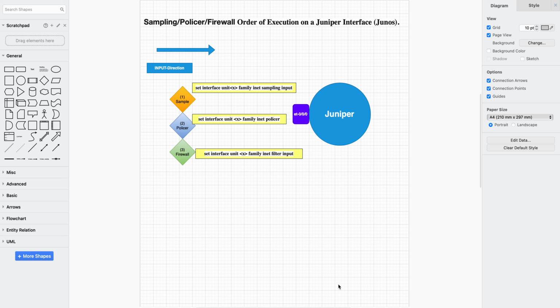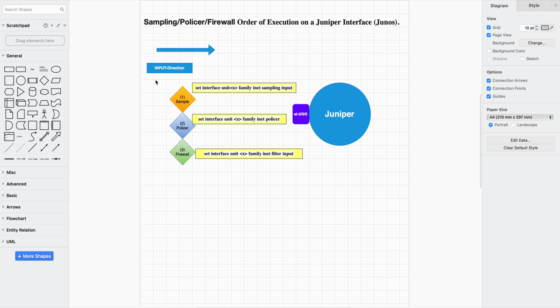For example, if you look at the diagram, what if on a given interface like et-0/0/0 or any ge interface or an xe interface, you end up configuring all these three functionalities? Like set interface unit X, you can say unit 0, 1, whatever, and inside family inet you specify sampling. Similarly, you specify a policer and you also specify a firewall filter. So you have three different functionalities that are called in on a given interface. Now, which one takes priority?